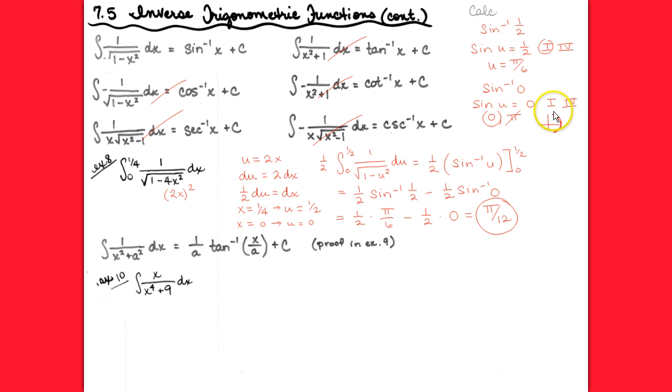So if I'm looking at just the region over here that's first and fourth quadrant, then that eliminates the pi. So that means that my answer would only be 0. So I can come down here then and replace inverse sine of 0 with 0. So now I have 1/2 times pi over 6, so pi over 12, minus 0, and so I'll get pi over 12.